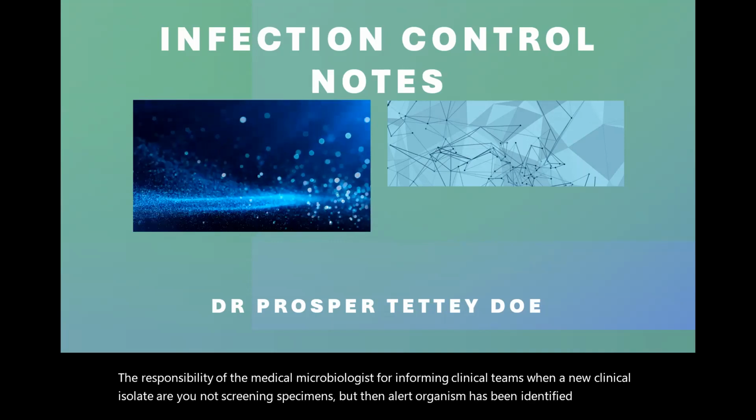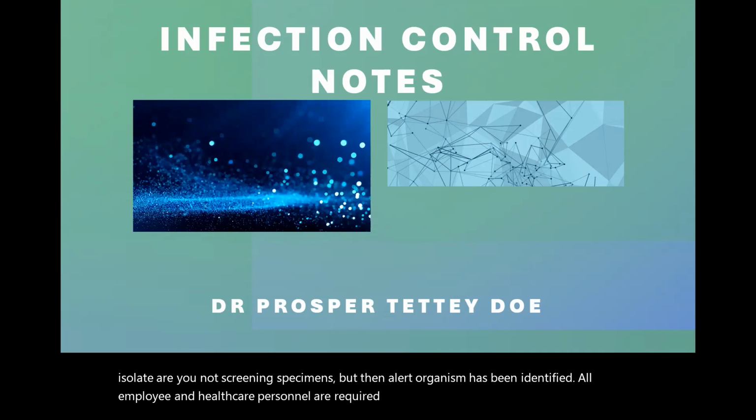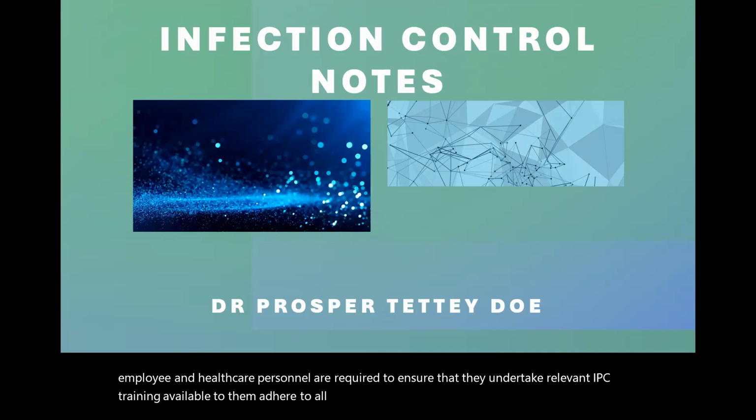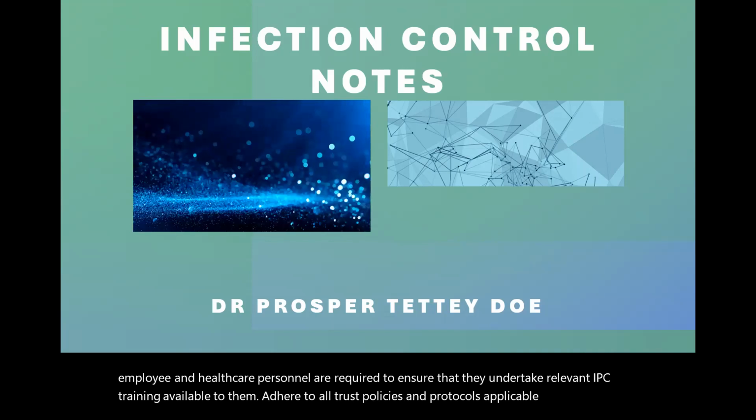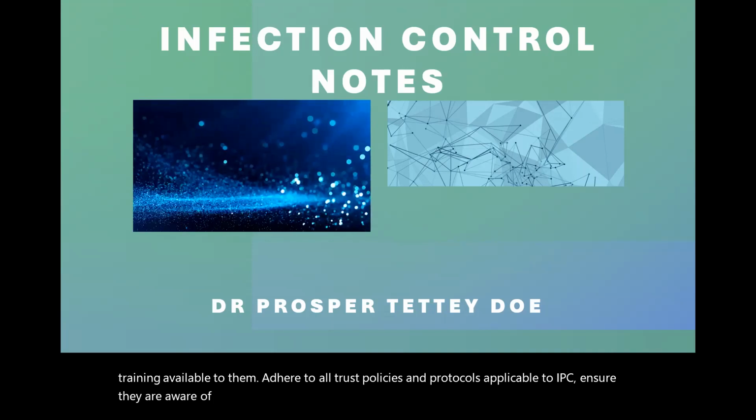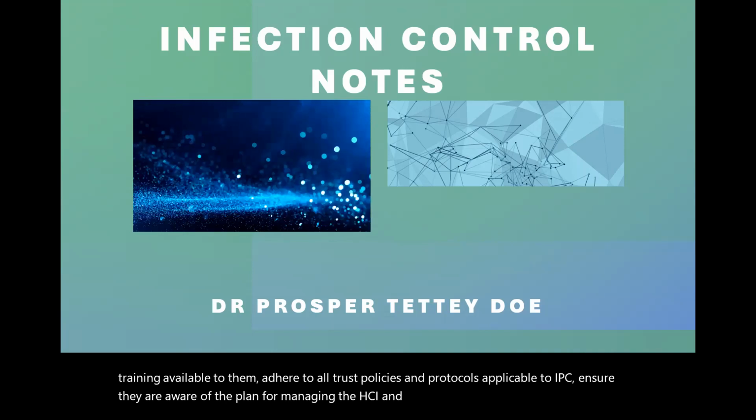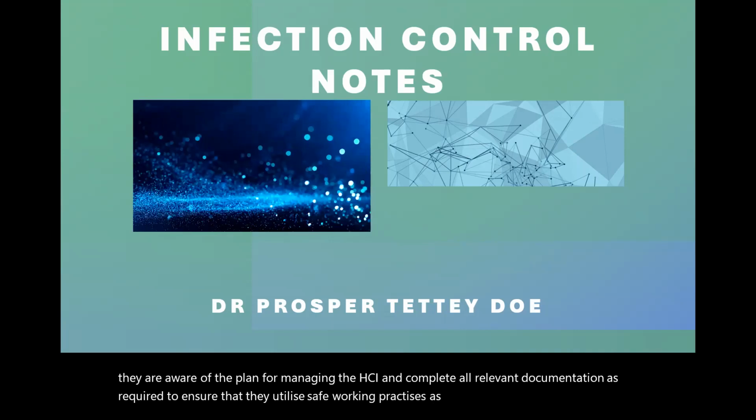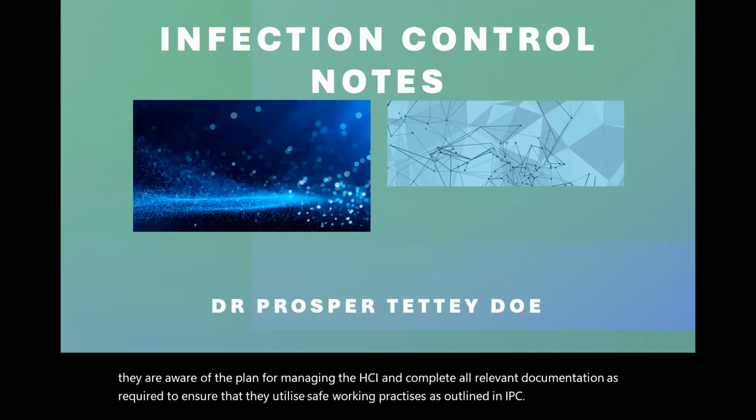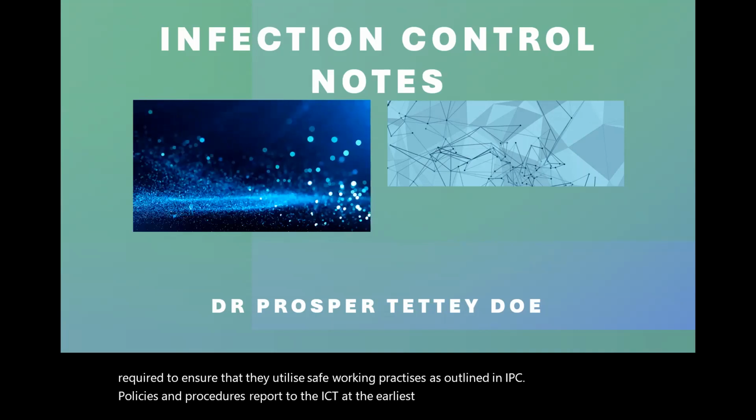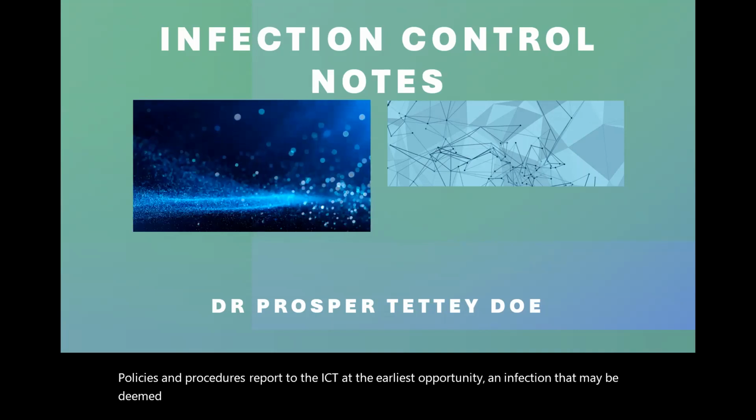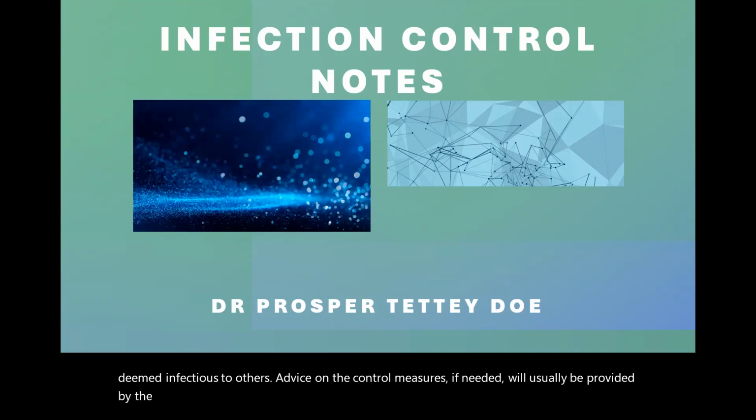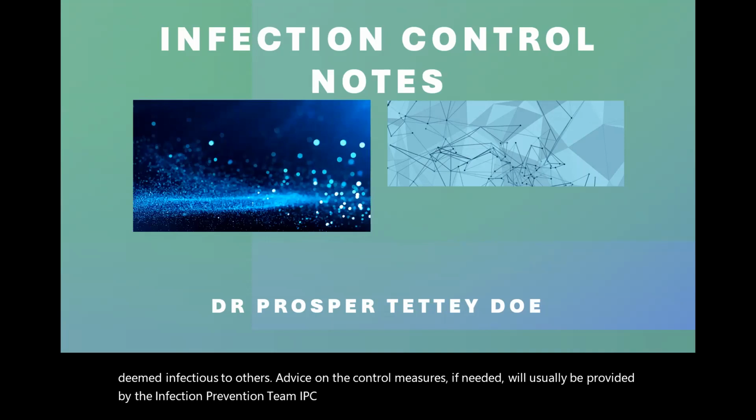All employees and healthcare personnel are required to ensure that they undertake relevant IPC training available to them, adhere to all trust policies and protocols applicable to IPC, ensure they are aware of the plan for managing the HCAI and complete all relevant documentation as required, ensure that they utilize safe working practices as outlined in IPC policies and procedures, and report to the IPCT at the earliest opportunity an infection that may be deemed infectious to others. Advice on the control measures, if needed, will usually be provided by the Infection Prevention Team, IPC, who will also investigate clusters of cases.